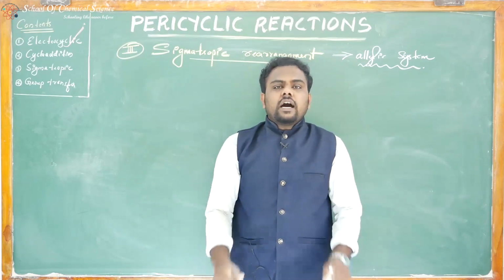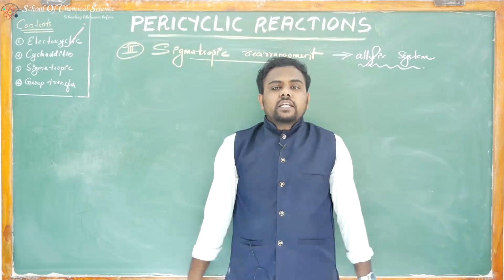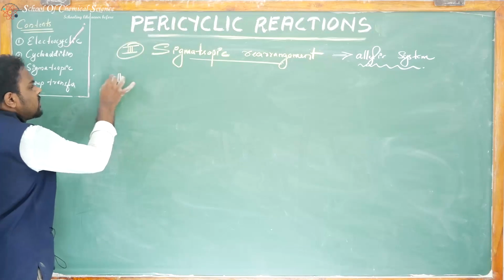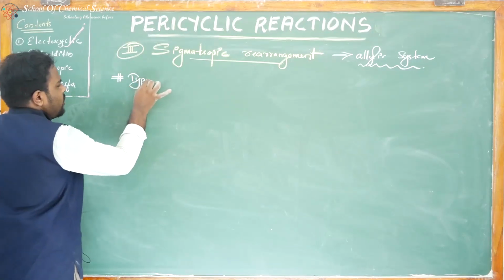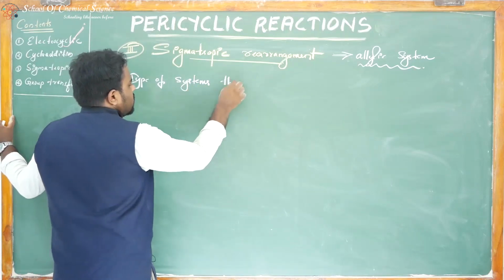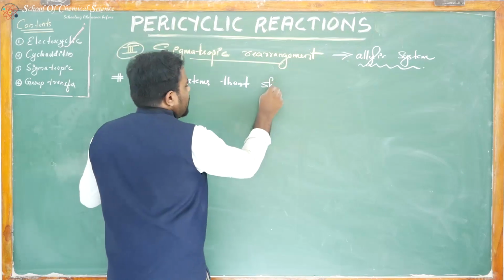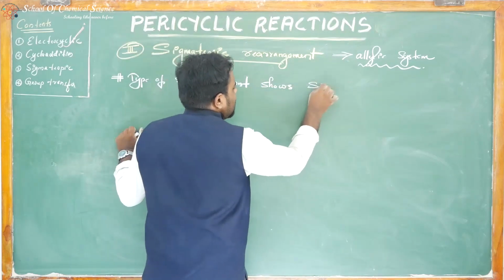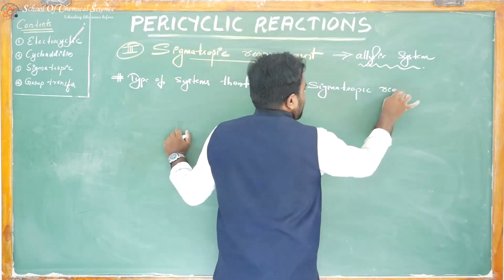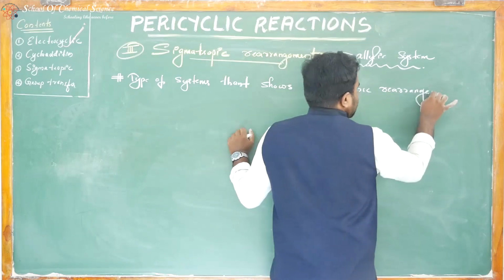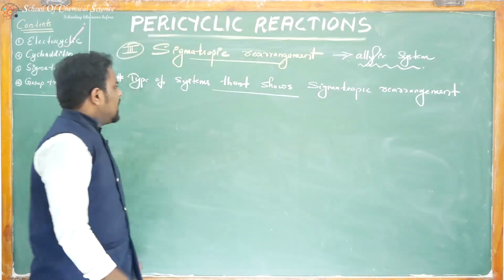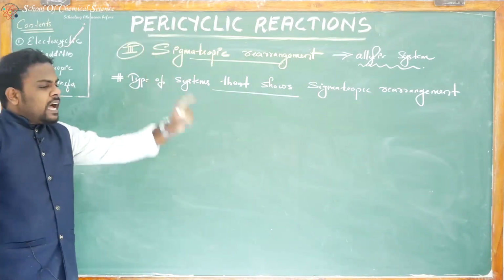Allylic systems typically show which type of reaction? Sigmatropic rearrangement. So the first one, the type of systems that show sigmatropic rearrangement. The typical systems that show sigmatropic rearrangement are allylic systems.